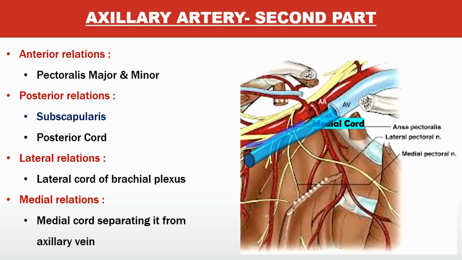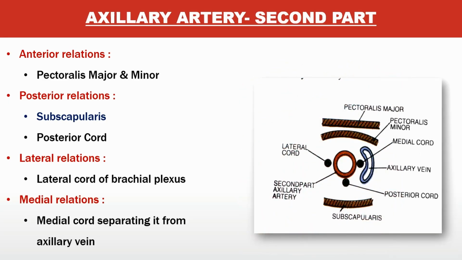So again, you can have a look at this diagram. You have the axillary artery, you have the lateral cord, you have the medial cord, the posterior cord. This is your axillary vein, the pectoralis minor. Beneath this is the, above this is the pectoralis major. Posteriorly is the subscapularis. So remember this diagram. All these diagrams you need to practice.